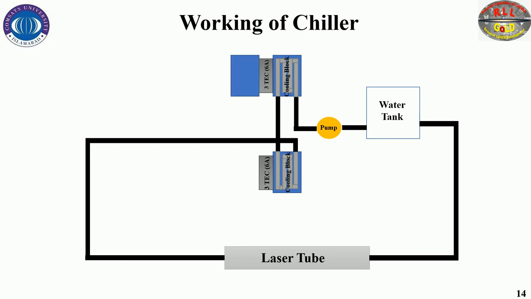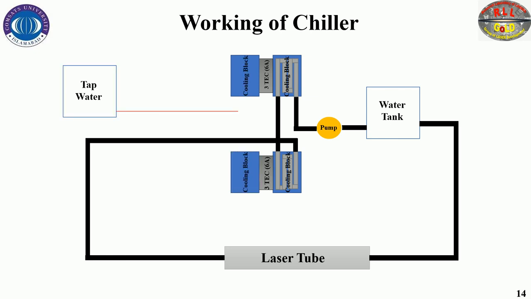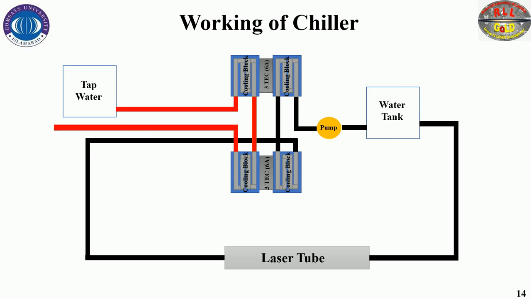And then, to extract the heat from the hot side of the TEC, the two aluminum blocks are connected through which the tap water is circulated to extract the heat from the hot side of the TEC and then go back to the drain.